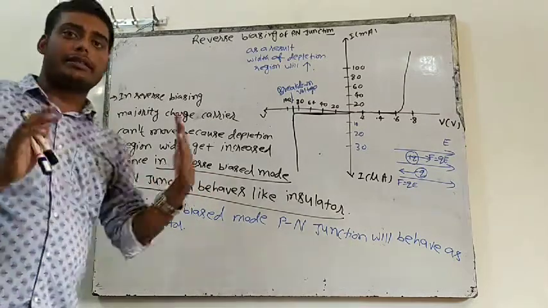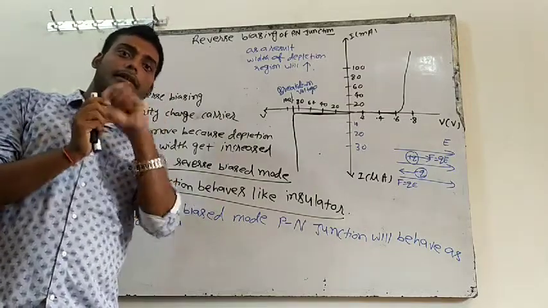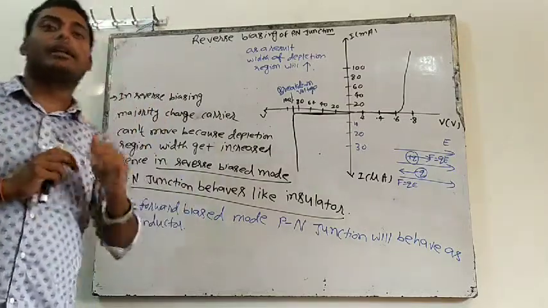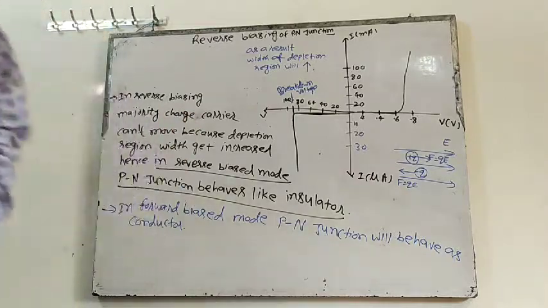And in forward biased mode, what will happen? Depletion region width will decrease, so jumping is easy, so all the charged particles can go from one place to another easily, so it will behave like a conductor.